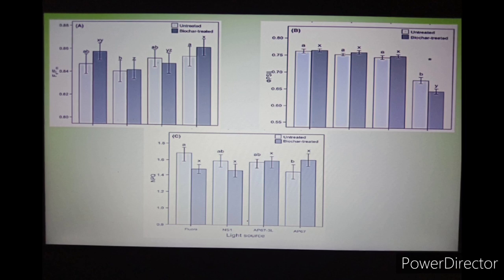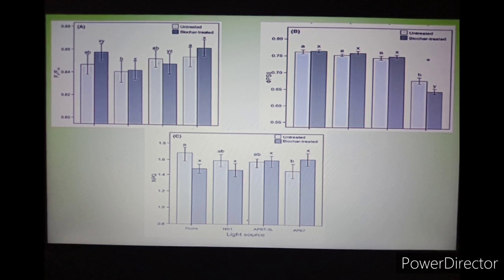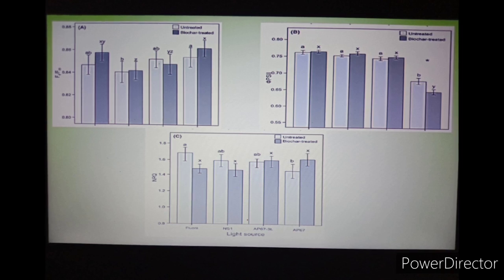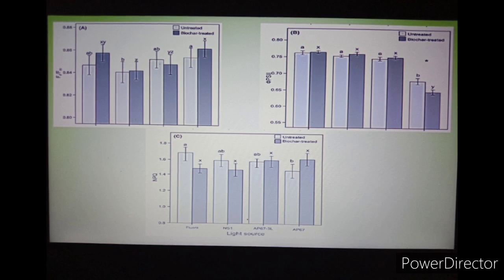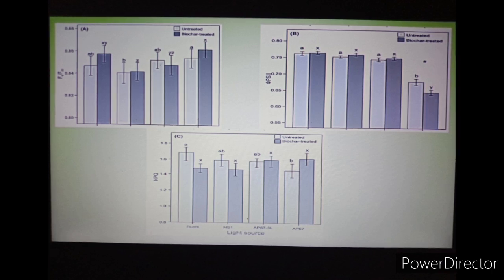As shown in the data, BioCar treatment alone did not affect stomatal conductance, while this parameter was affected by the interaction between BioCar and light type as well as by the light type alone. Stomatal conductance did not differ across light types in control seedlings.